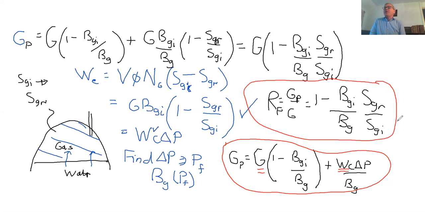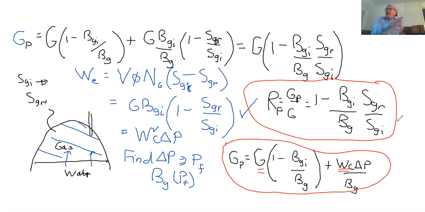The second term is SGR over SGI. Clearly, you're going to recover more if the residual saturation, what you leave behind, is as low as possible. So it accounts for two things. It accounts for the expansion of the gas, and it accounts for the change in saturation. It's quite elegant in that respect, and you can put in the numbers. The other use of this equation is that there's nothing in it that says it has to be SGR, right?